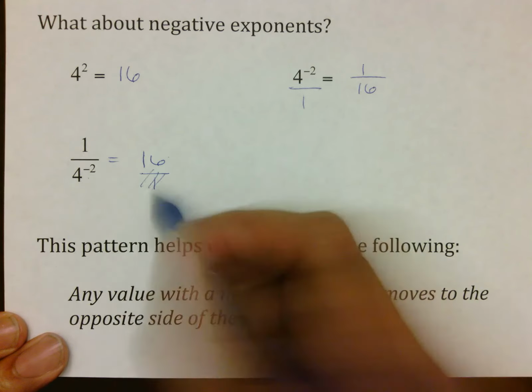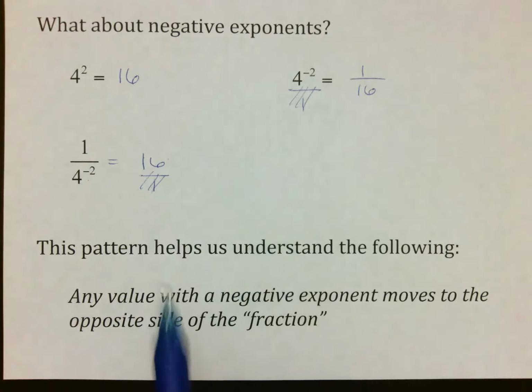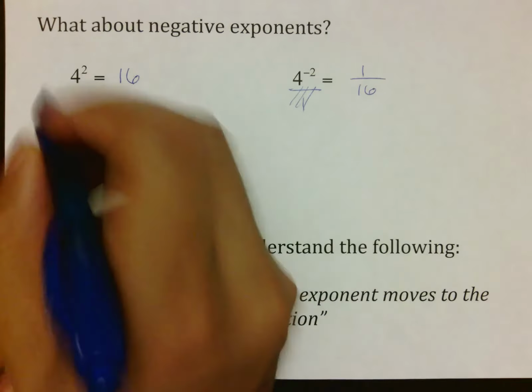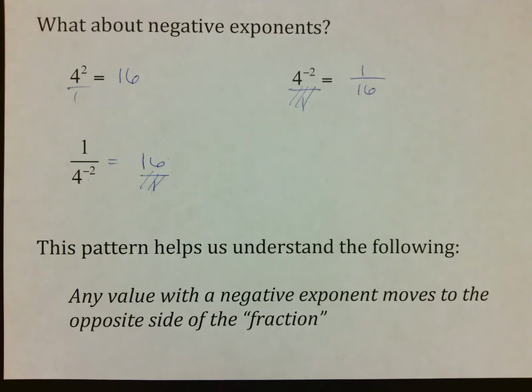So again, you don't need this over 1, you don't need that over 1, but it's important that you understand that a regular number, even like this, represents a top value, and that the bottom moves to the top when it's negative and the top moves to the bottom when it's negative.